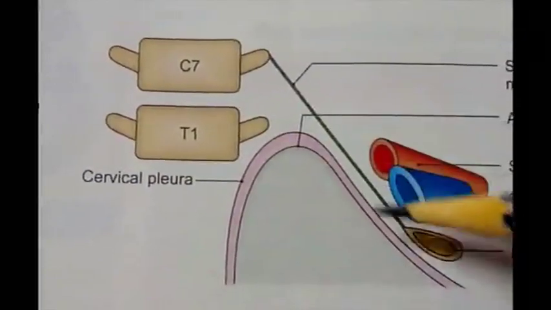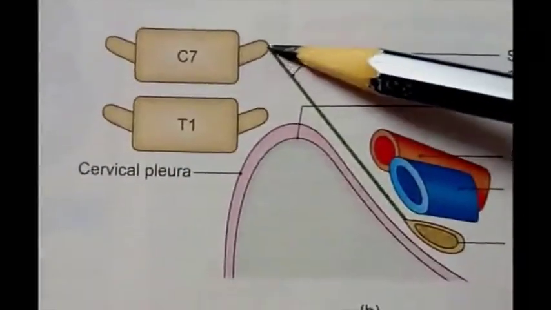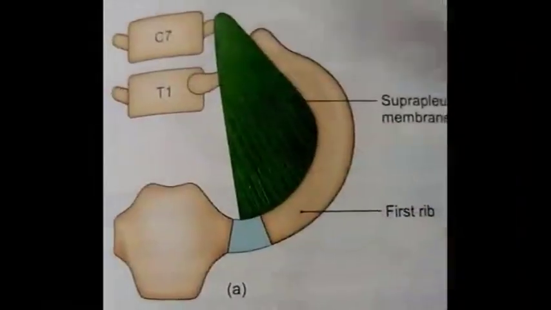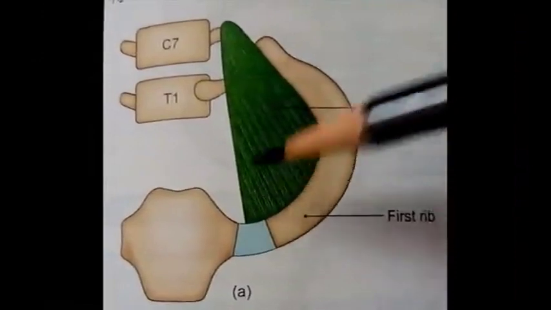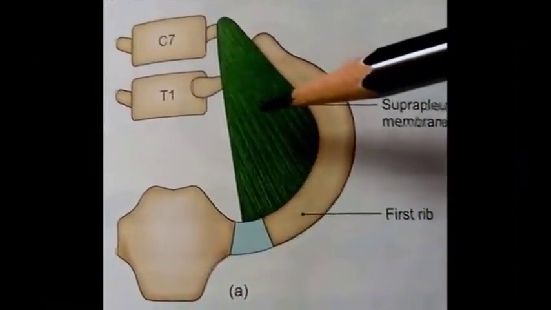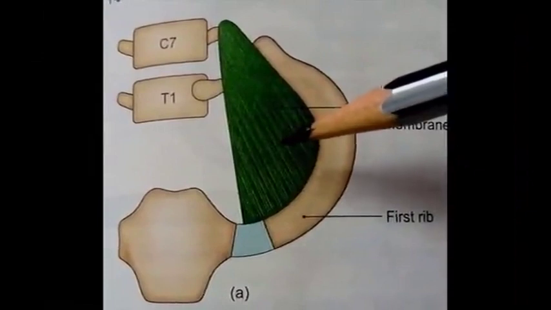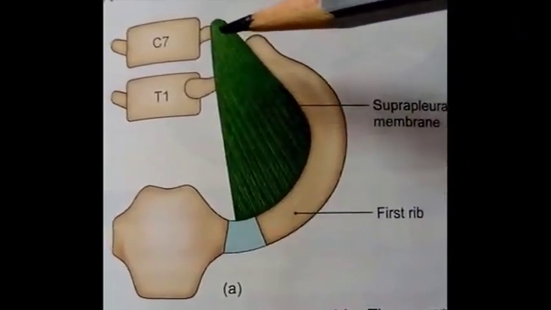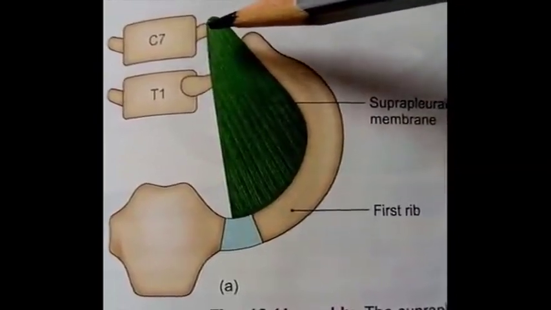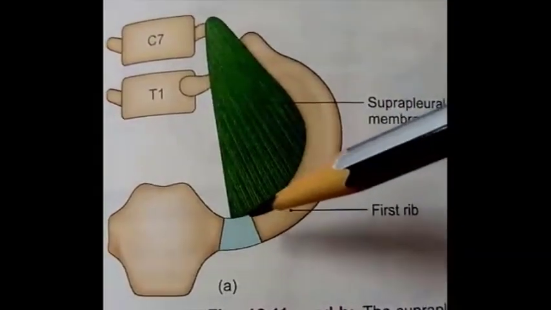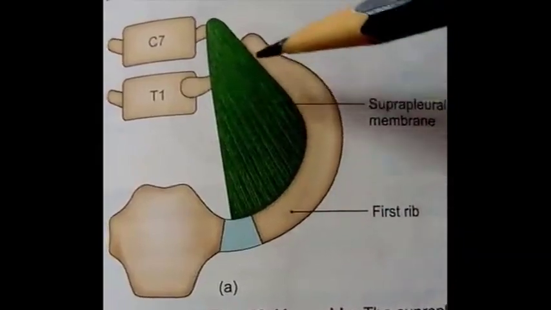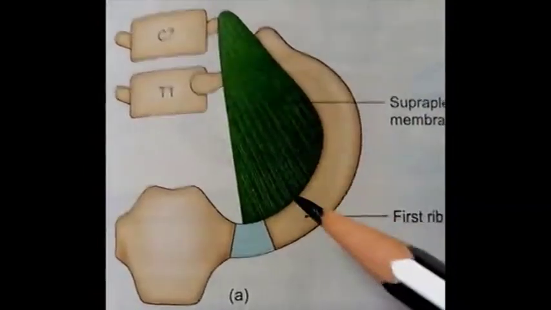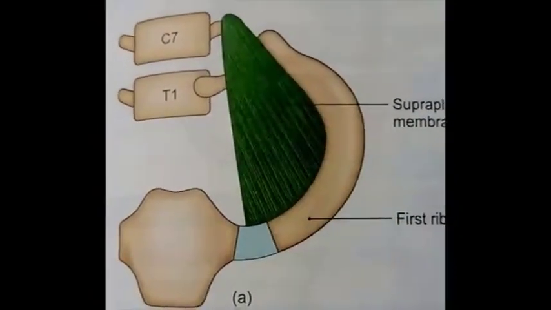Pleural dome is strengthened above by the presence of suprapleural membrane. Suprapleural membrane is a thick triangular sheet which guards the inlet of the thorax. It separates the upper part of thorax from the lower part of neck. It is attached posteriorly on the C7 vertebra and anteriorly it is attached on the inner border of the first rib. It does not allow the root of neck to puff up and down during the process of respiration.